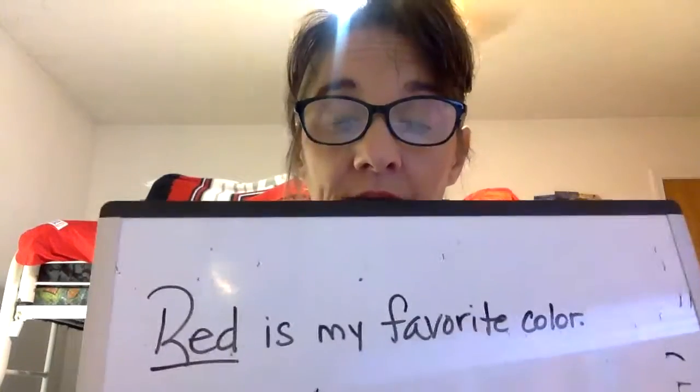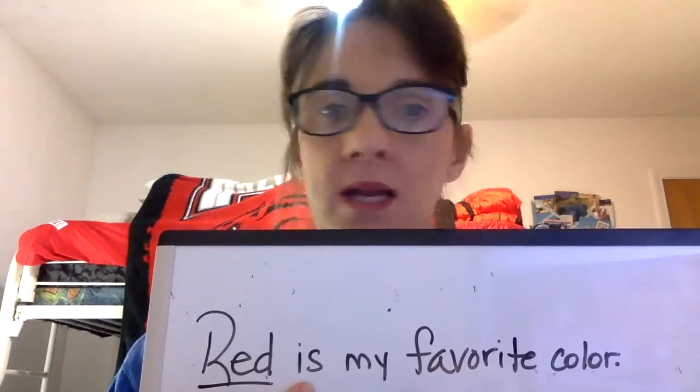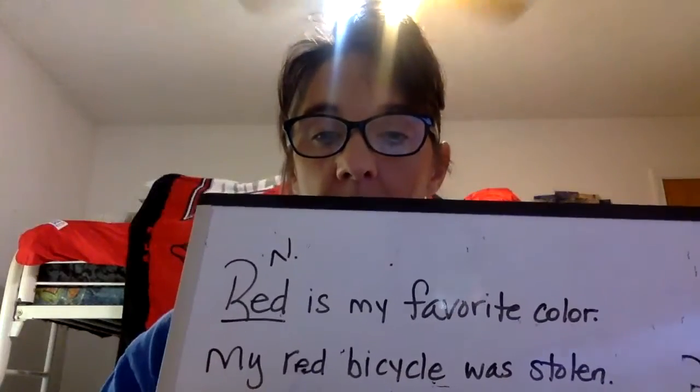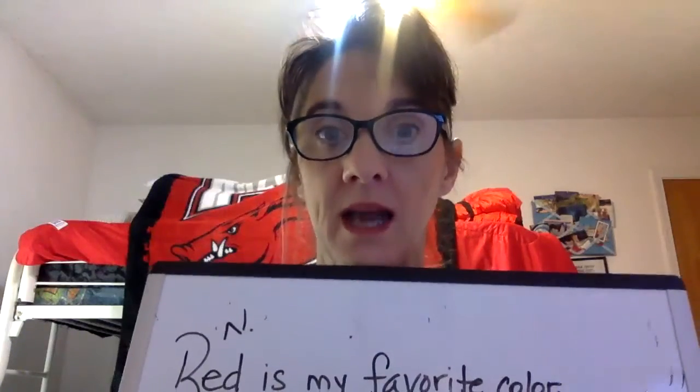Red a lot of times is an adjective, but look, it comes right in front of a verb. So in this case, it's not an adjective. In this case, it's a noun. So I'm going to label it that way. But if I said, my red bicycle was stolen, red, I'm going to underline that. Red comes in front of a noun. So in this case, it is an adjective. It's telling what kind of bicycle or which bicycle. So in this case, it's an adjective.